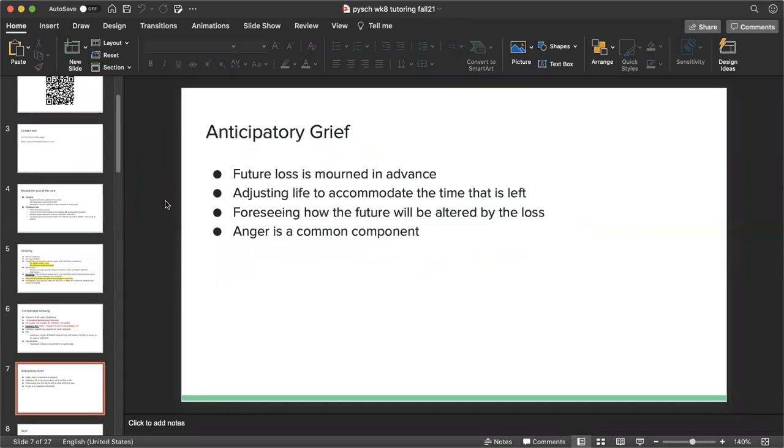So anticipatory grief: their future loss is mourned in advance. They're anticipating the feeling of grieving, adjusting life to accommodate the time that is left, foreseeing how the future will be altered by the loss. And then anger is a common component. Think of family members who know that somebody is going to die and are kind of just waiting for it to happen. Think of it in that scenario.